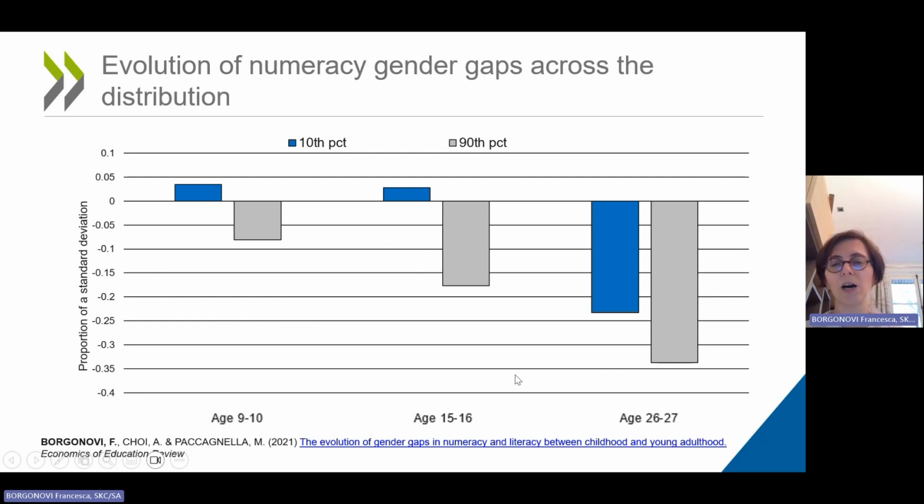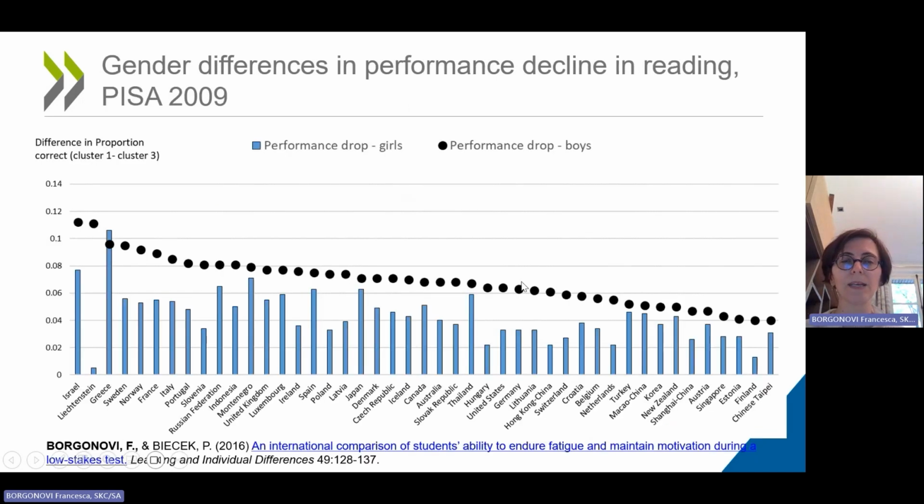And if you want to see what happens when you look at the evolution of numeracy gender gaps across the distribution, this grows much larger, particularly at the 90th percentile.